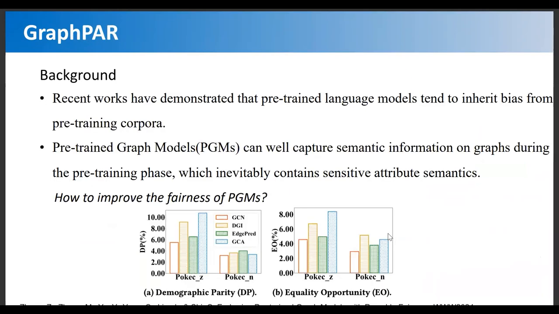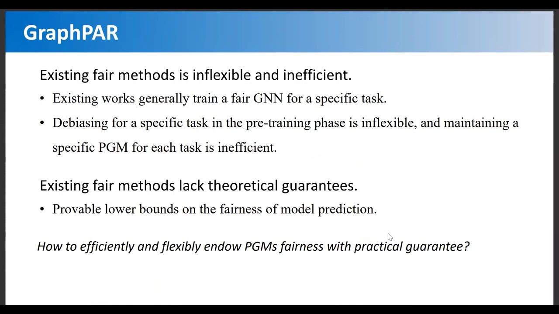Okay, we recently also studied whether the pre-trained graph neural network will have other trustworthy issues. In natural language processing, recent work has shown that pre-trained language models will inherit bias from the pre-training corpus. Empirically, we also found that pre-trained graph neural networks have such an issue. It will introduce bias defined by sensitive attributes. So the question is how to improve the fairness of pre-trained graph neural networks. This work is also published in this conference here.